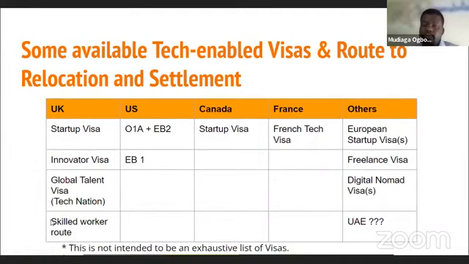Some available tech-enabled visas and routes for relocation and settlement. I ran through some of these before now. For the UK specifically, we have the startup visa. Also for the UK, we have the innovator visa. We have the global talent visa, which we'll be talking about today extensively. We have also the skilled worker route. For the US, US-focused visas, we have the O-1 visa, the EB-2 visa, and the EB-1 visa. Focus country, like I said, is the United States.